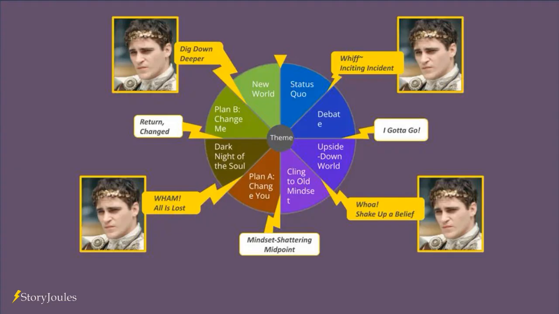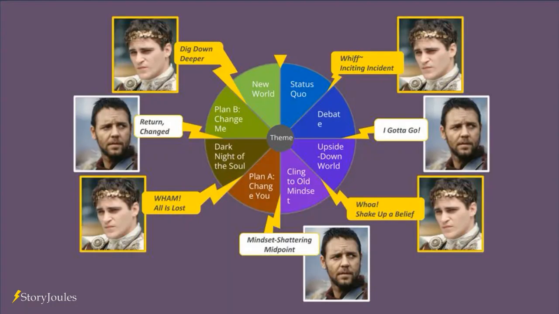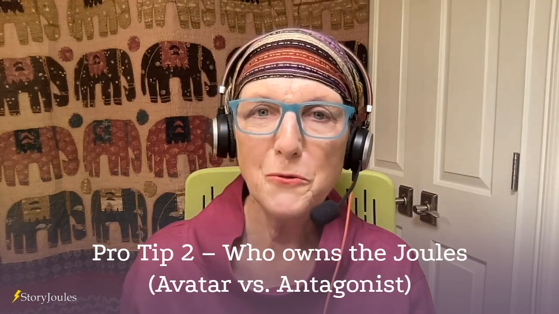The pressure comes from the antagonist, and the antagonist owns these four Joules: the whiff inciting incident, the whoa shake up a belief, the wham all is lost, and the dig down deeper. And those we just saw play out in Gladiator. Now we've got them all together, and that is pro tip number 2.